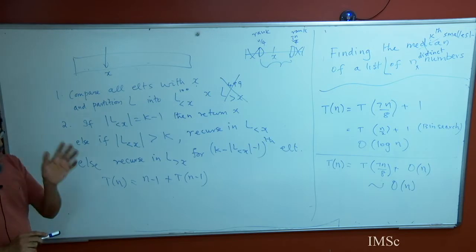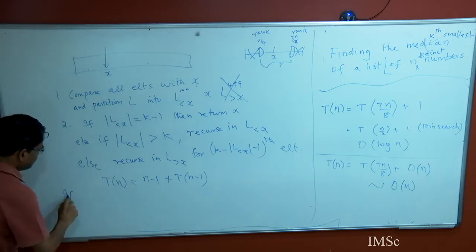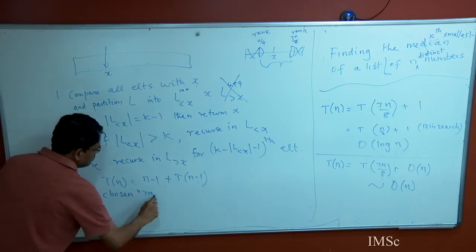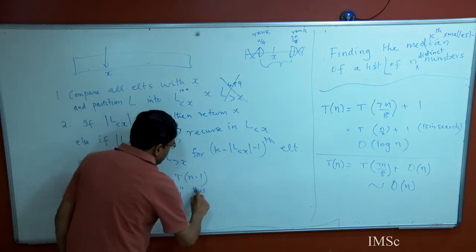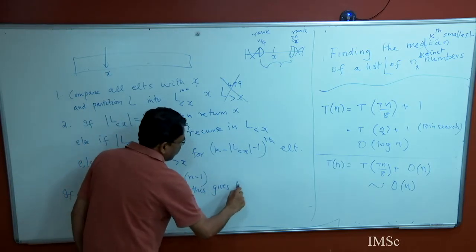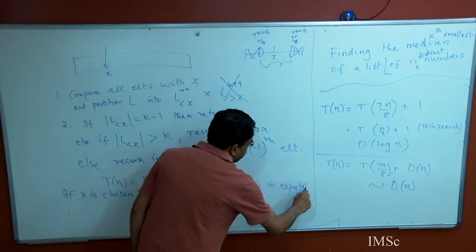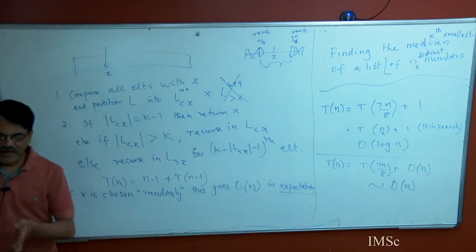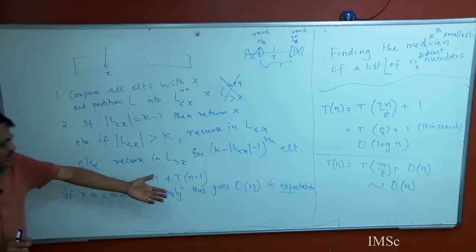So if x is chosen randomly, this gives order n in expectation. Okay. So this is a loaded term. At some point we'll get into a formal way of talking about randomized algorithms and analyzing them. But do you understand what expectation means here?